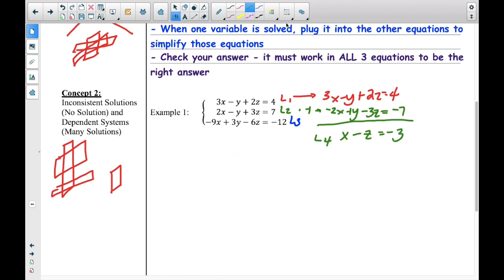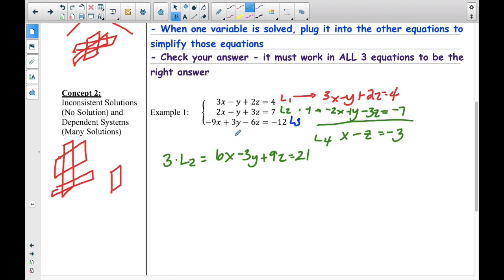I'm going to see if I can drop off a y with another combination. So maybe what I can do is take 3 times L2, and 3 times L2 is going to be 6x minus 3y plus 9z is equal to 21.